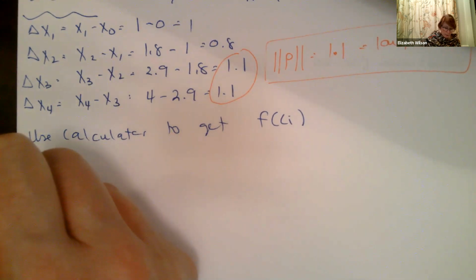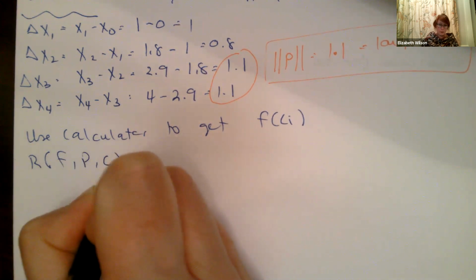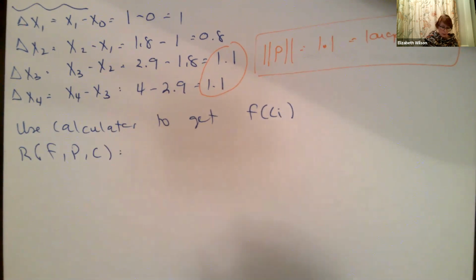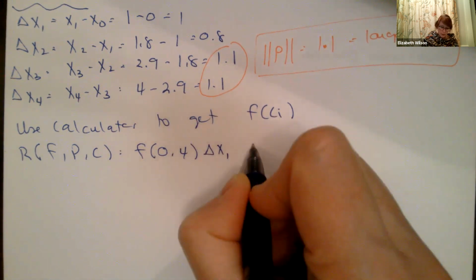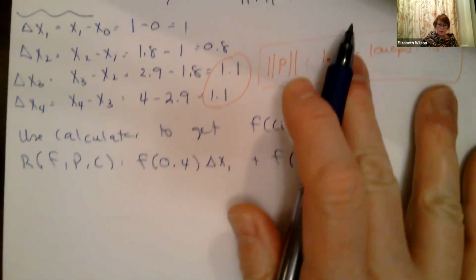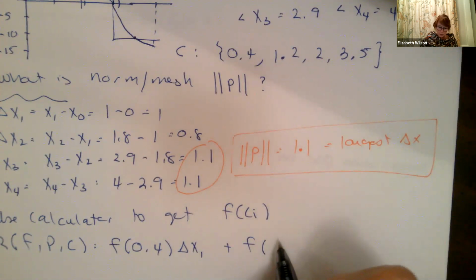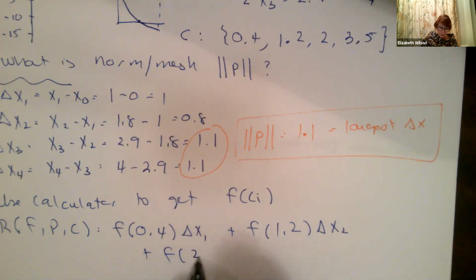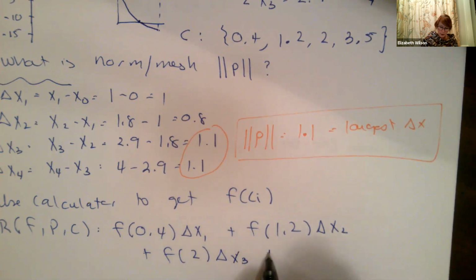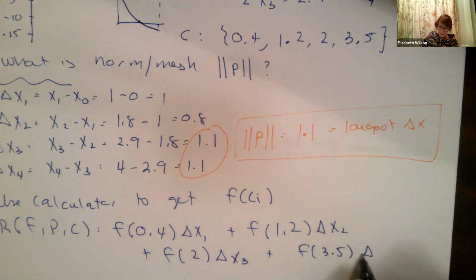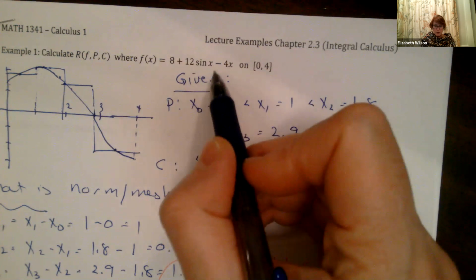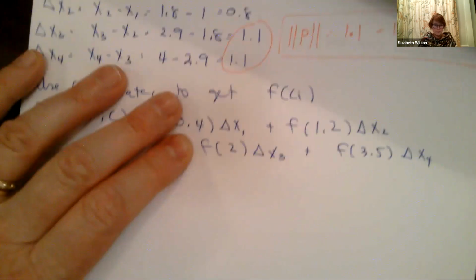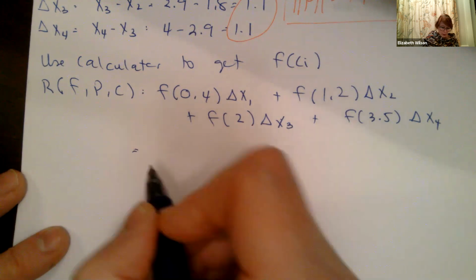So I'm going to say R_f_P is equal to, remember, we're going to sum up our height times our base. So f of 0.4 times delta x1 plus f of 1.2 times delta x2, I'm getting this 0.4 from the values here that were given to me, plus f of 2 times delta x3 plus f of 3.5 times delta x4. Okay, I plugged in these values here into my function. Make sure you're in radian mode, otherwise this is going to come out garbage. Okay, so this is approximate because I had to round.